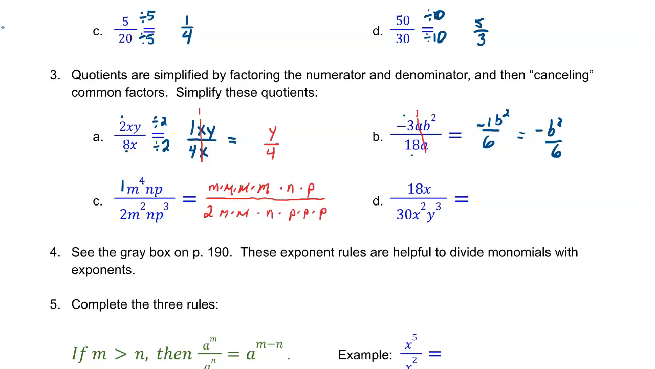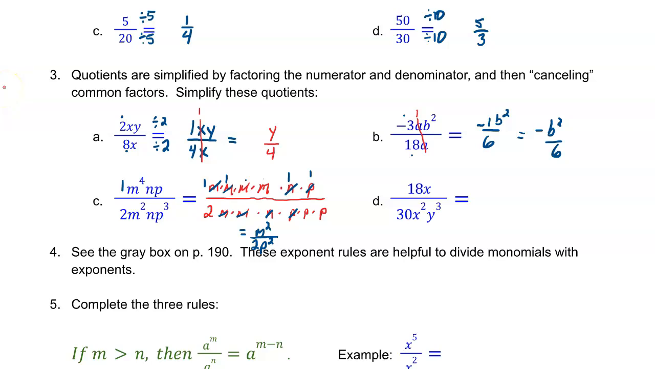What's going to cancel? This m and this m cancel out to a 1. This m and this m cancel out to a 1. There's no m in the bottom to cancel with either of these. Now the letter n, this n and this n cancel out to a 1. Now the letter p, this p and this p cancel out to a 1. There are no more p's in the numerator to cancel with the p's in the denominator. Collecting what remains, there's m to the second power in the top, and in the bottom there's a 2 and then p to the second power.